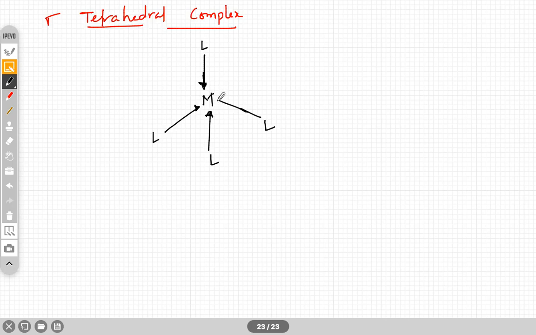So tetrahedral complex, we have this kind of structure, right? The ligands are present at the corners of the tetrahedron. We are going to see how the orbitals split in a tetrahedral complex. Obviously you see the bond angle is 109 degrees 28 minutes. Along any of these lines, we cannot assume any axis, right?